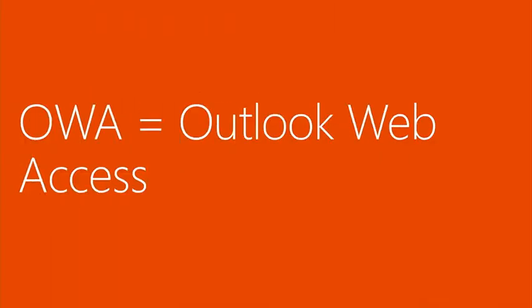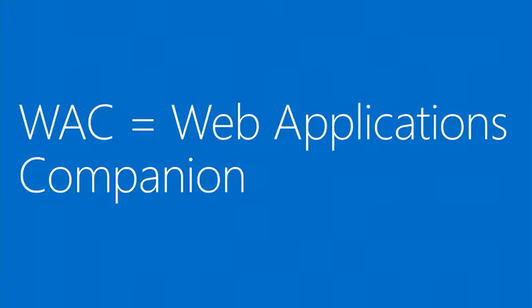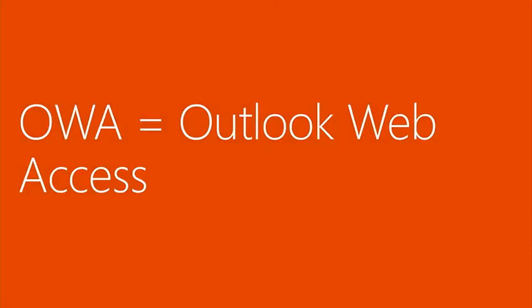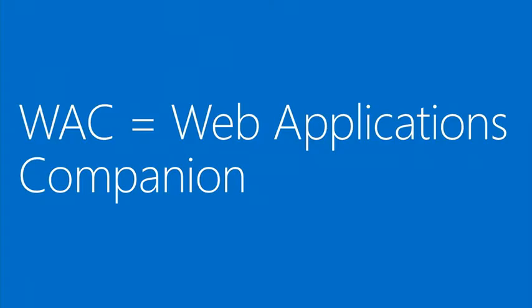OWA is Outlook Web Access or Outlook Web App. So don't name your server OWA or something, because then Exchange admins come in there and do their stuff on it, and you don't want that to happen. It's called a WAC, Web Applications Companion. So not OWA, it's WAC. Remember that. There's a lot of people saying OWA anyways, but I don't do that.